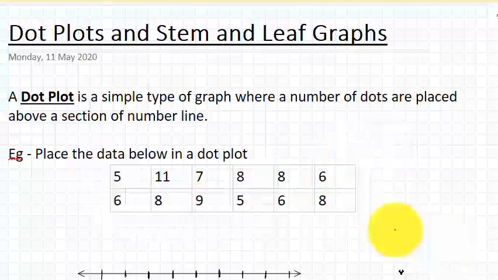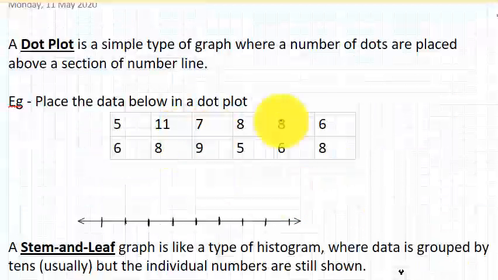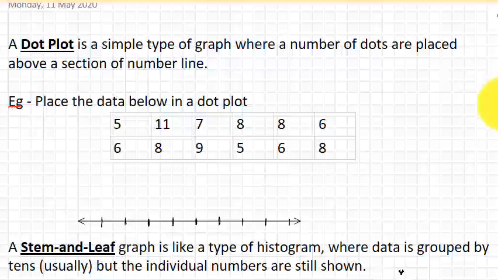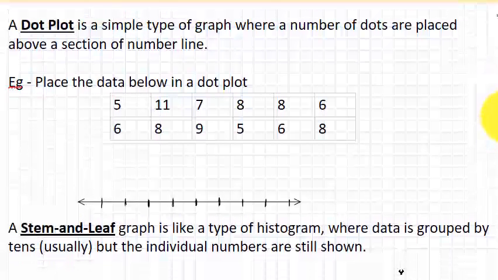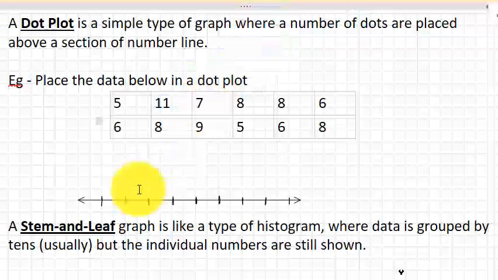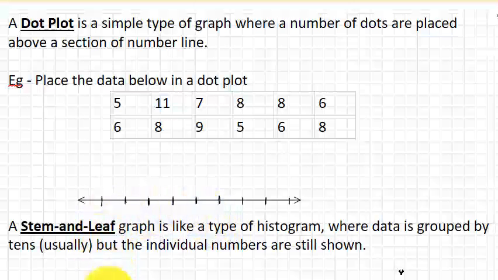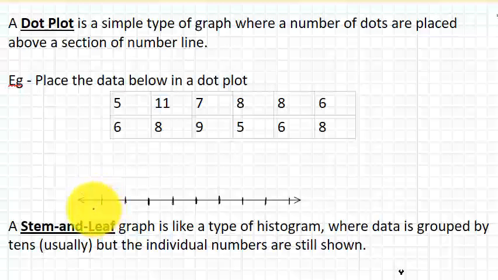But the first one is a dot plot, and I'll just scroll down a tiny bit if I can get that to work. Oh, that is being very fiddly. A dot plot is just basically a number line that we've stuck dots above. Well, the lowest number is 5, so we might start our graph here with 4, 5, 6, 7, 8, 9, 10, 11 and 12.